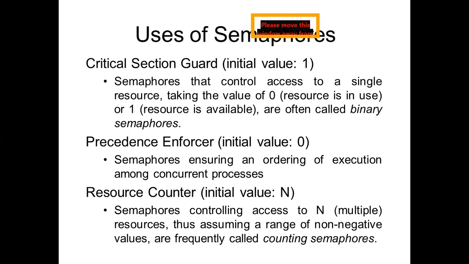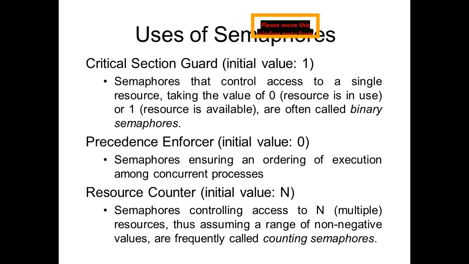These are often called binary semaphores because here we are using two values, 0 and 1. So this acts as a critical section guard, providing protection in the critical section. This is one use of the semaphore.